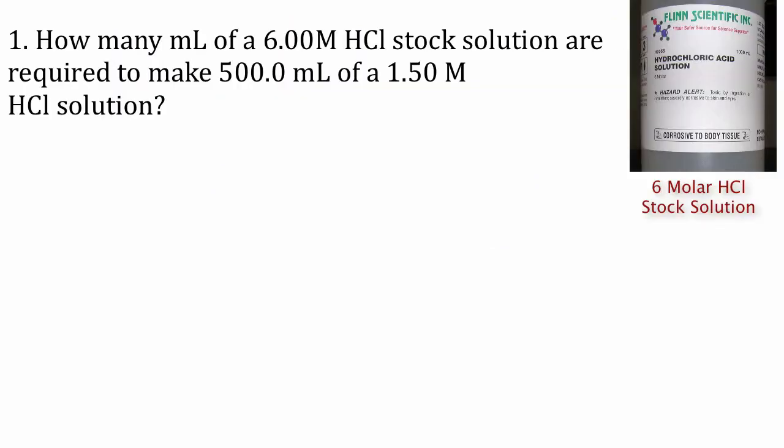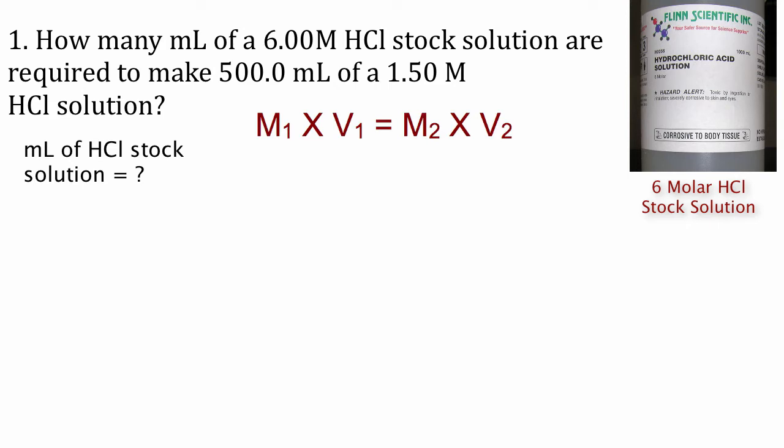Six molar hydrochloric acid is typically found in chemistry stockrooms. Our question is, how many milliliters of a 6.00 molar HCl stock solution are required to make 500.0 milliliters of a 1.50 molar HCl solution? It is usually best to write down information about the problem, such as what you are looking for, any formulas you may need, and information about what we are given.